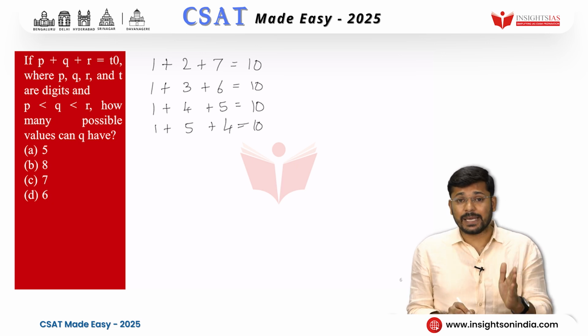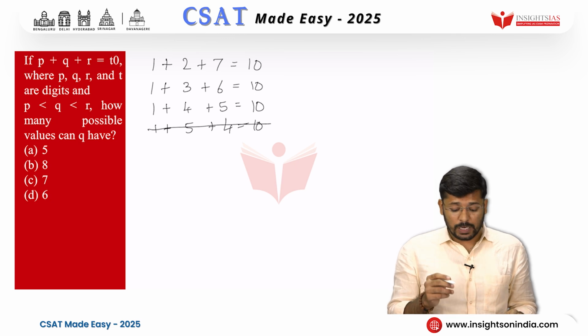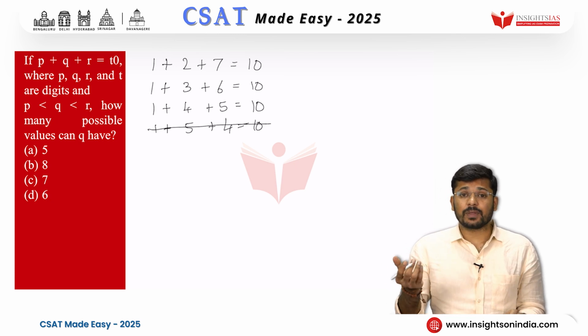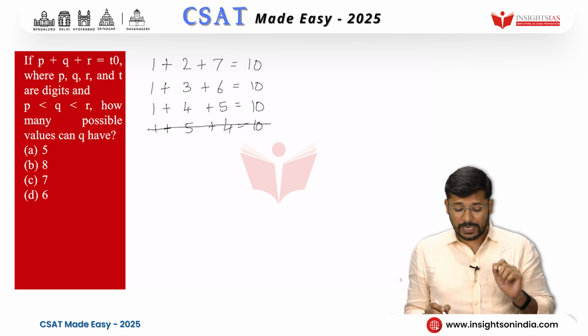But we have a condition P is less than Q is less than R. So we cannot go for this one. So the only possible values for Q to get 10 is 2, 3 and 4. There is another condition where we need to check for 20 also.